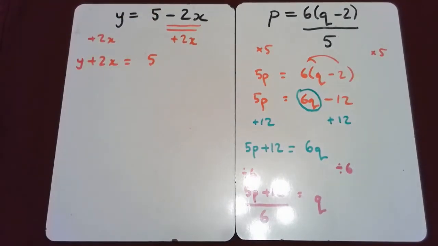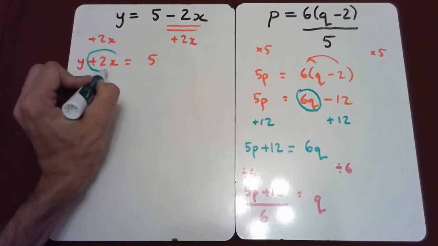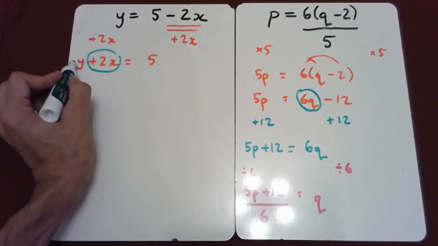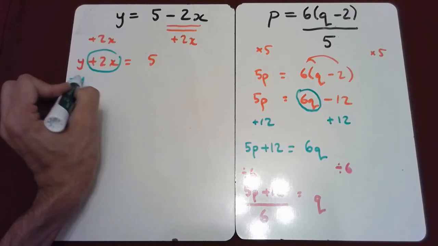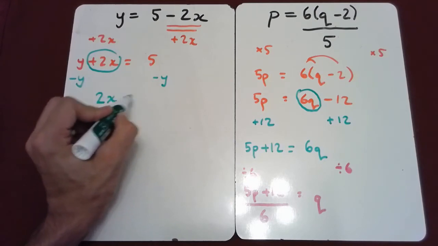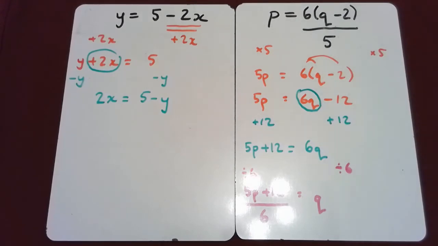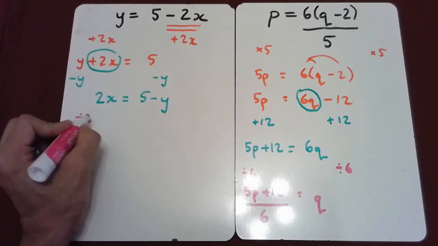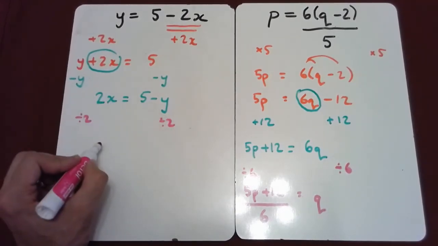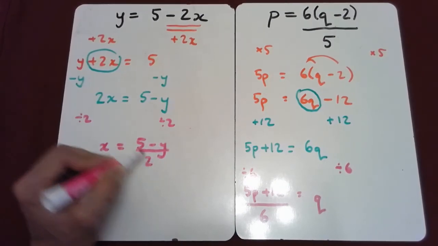This is now one of the same scenarios we saw earlier, where if we're trying to make x the subject, we want to isolate the term with the x in, which is the plus 2x, which means this y needs to be removed from this side by subtracting y and subtracting y. That gives me 2x is equal to 5, take away y, and then to finish up, the last step is simply to divide both sides by 2, which gives us x is equal to 5 minus y divided by 2.